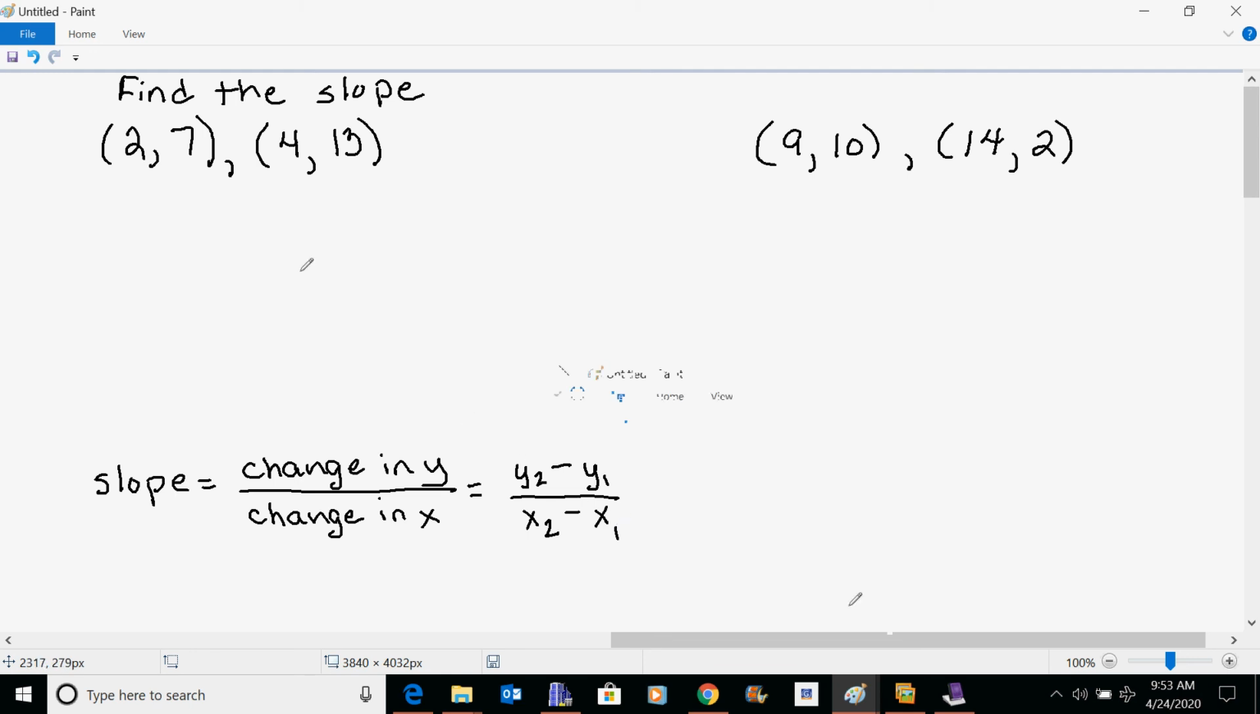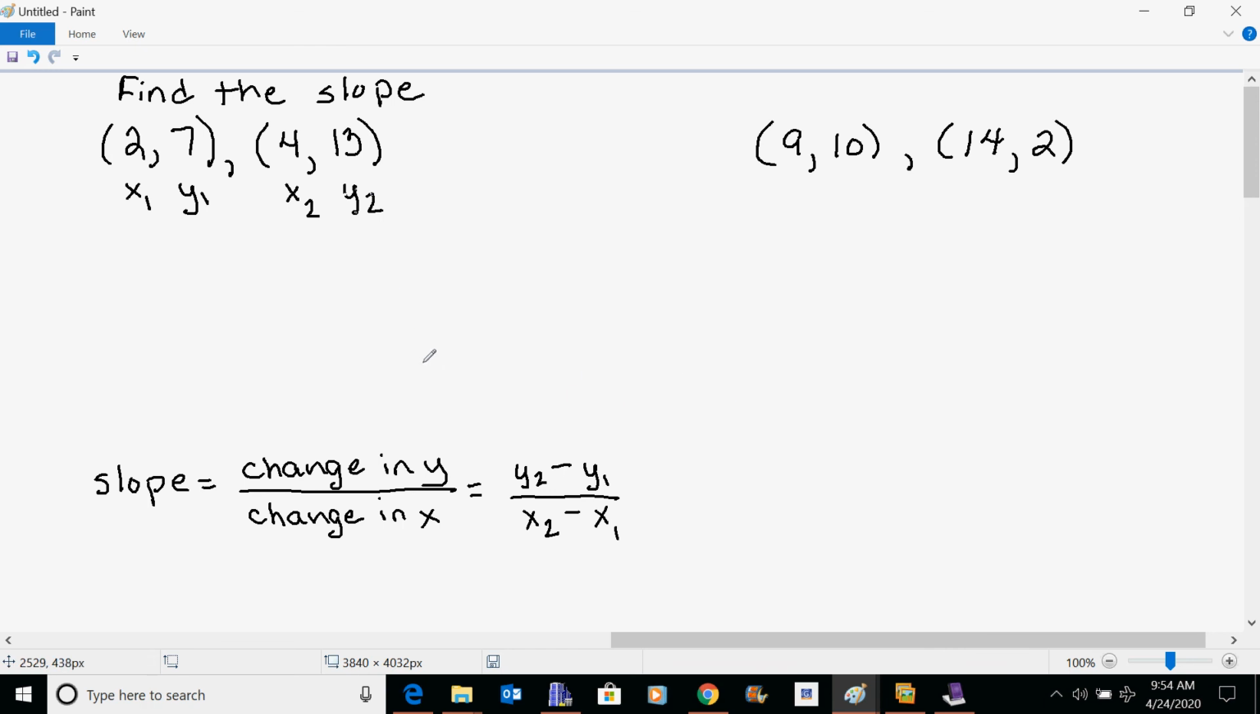So when you are doing this calculation to find the slope, you pick what point you're going to have as being your first point and what is your second point. And each one of these has an x value and a y value. This is the first point, so 2 is x1 and 7 is y1. There's an x value and a y value. This is our second point, so this is x2 and y2.